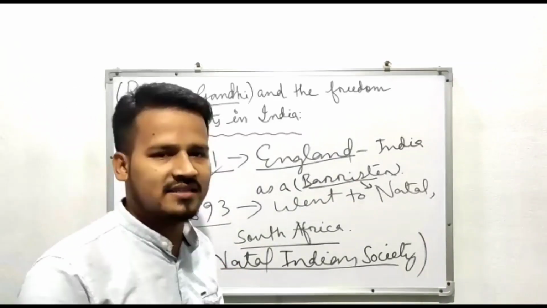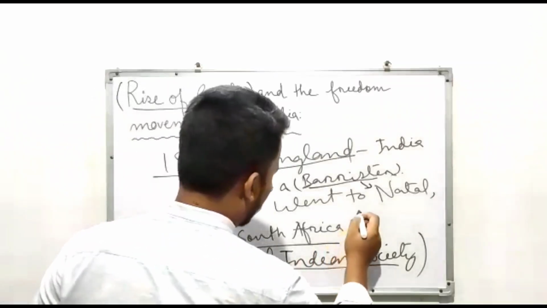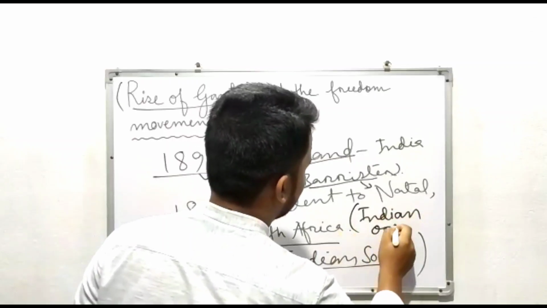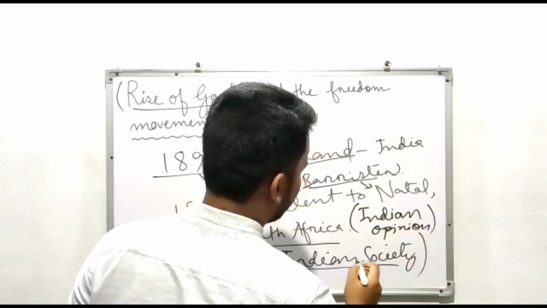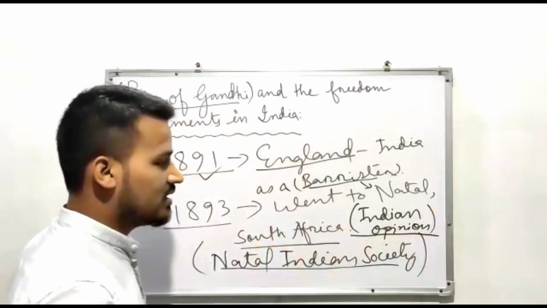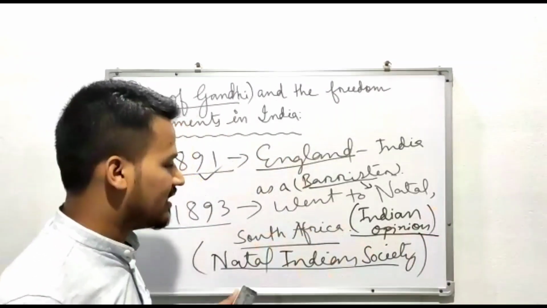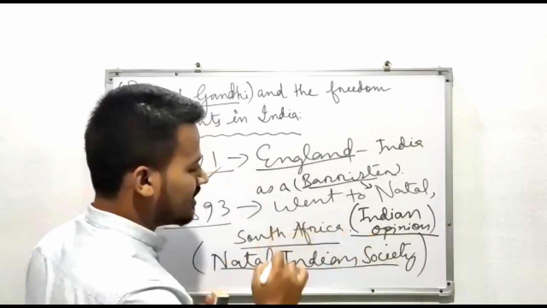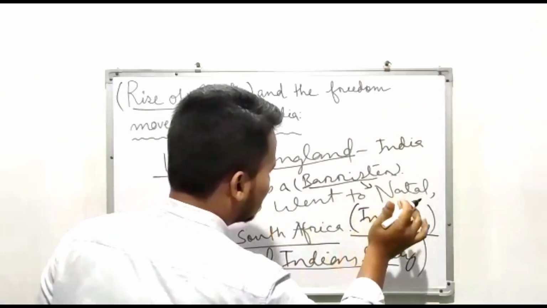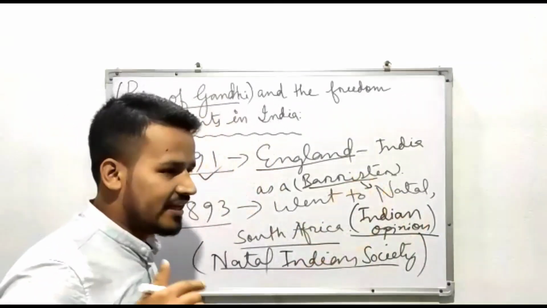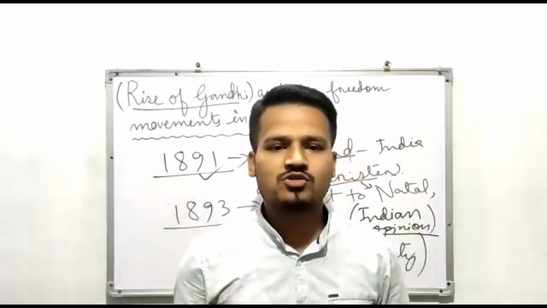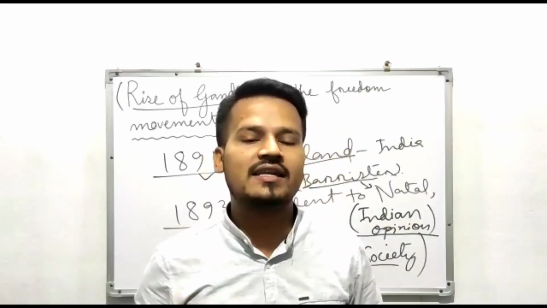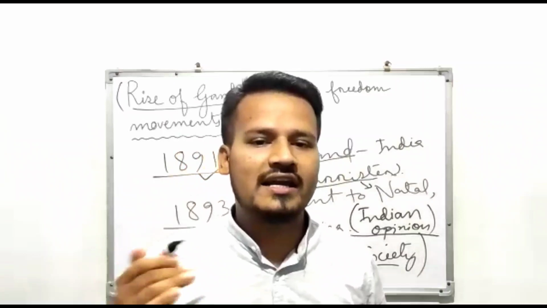Then he also published a magazine named Indian Opinion. The name of the magazine is Indian Opinion, which was published in South Africa under the leadership of Mahatma Gandhi, and the association he formed was the Natal Indian Society. Under this society and the magazine, his objective was to publish the grievances of the Indian people and to make them aware of their political rights.